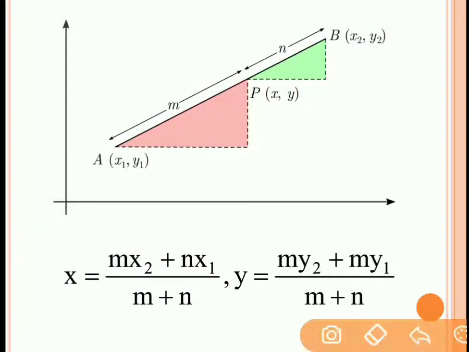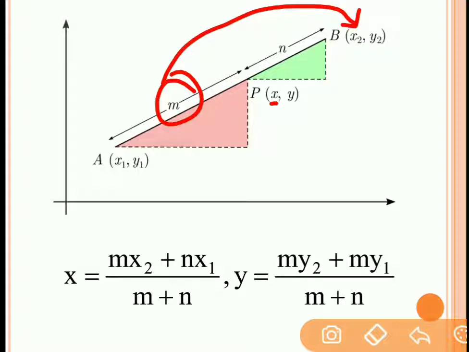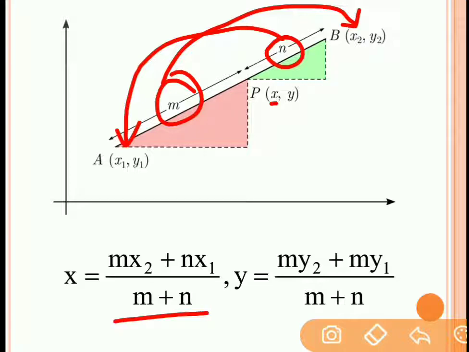Once again, to get the x coordinate of the point P, you have to multiply m with the x coordinate of the point B plus n into the x coordinate of the point A. Understood? So this is the crossing. Crossing means M is the distance from A, but you have to multiply m with the x coordinate of B. And n is the distance from B, but you have to multiply n with the x coordinate of the point A. And in the denominator, you have to write m plus n.